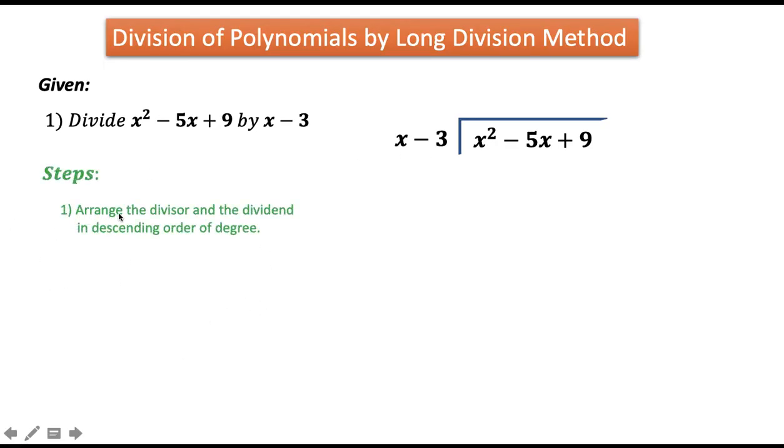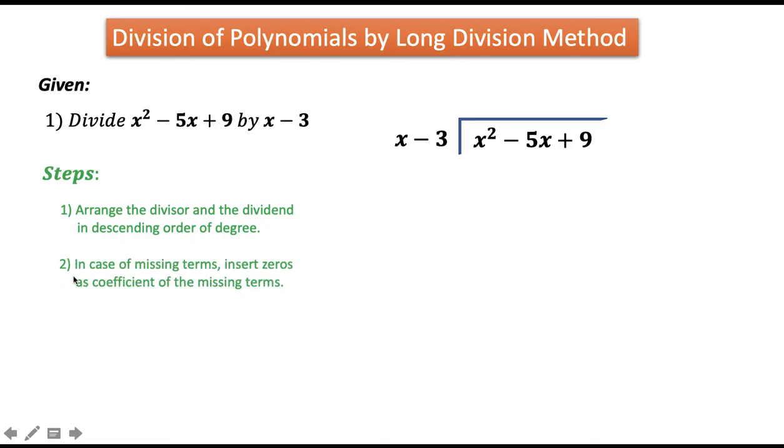Step number 1, arrange the divisor and the dividend in descending order of degree. As you notice, the powers are already arranged in decreasing order: x raised to 2, x raised to 1, and the last term has x with a 0 exponent. So they're arranged in decreasing order. The same with our divisor. So we have no problem with step number 1.